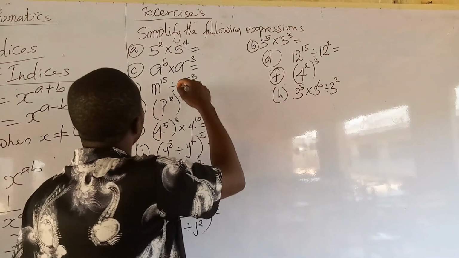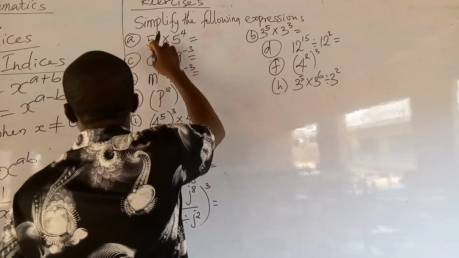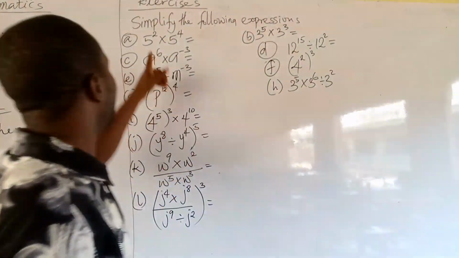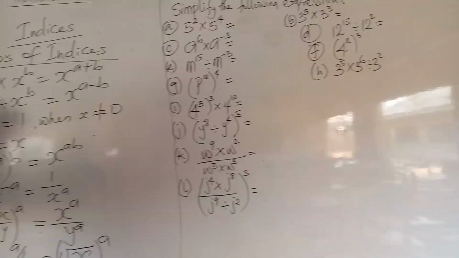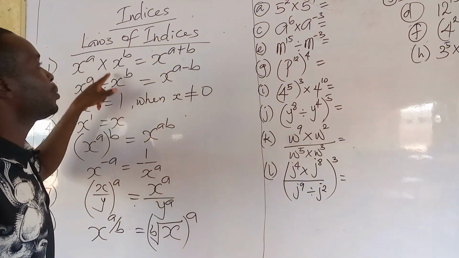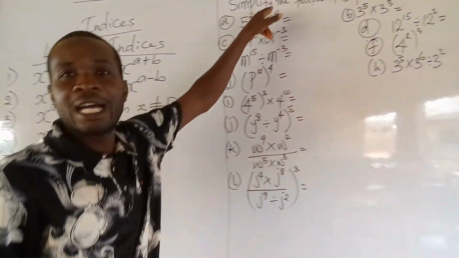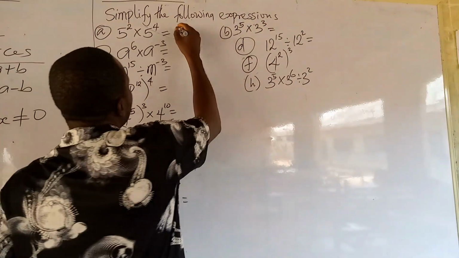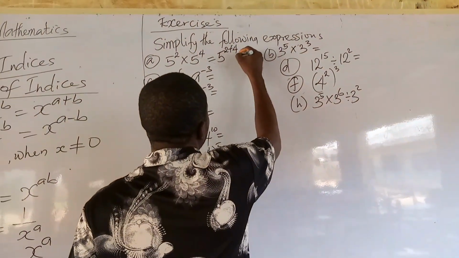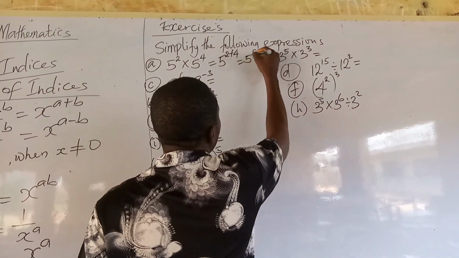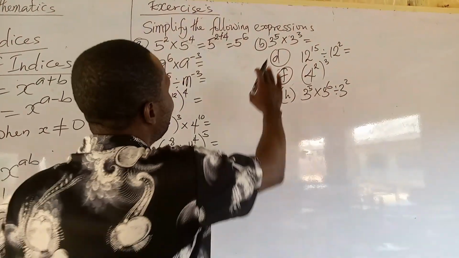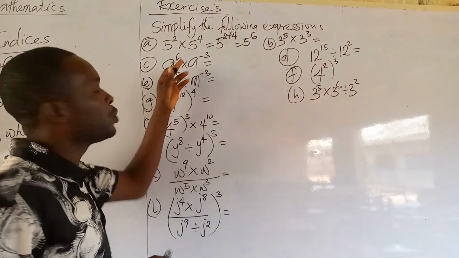So the first question A says 5 raised to power 2 multiplied by 5 raised to power 4. So the base numbers are the same, just as the base letters are the same here. So the first law says that once we see a question like this, we add the power. So we write one of the base, 5, 2 plus 4, and that is 5 raised to power 6, and that is that about the first question. So let me leave B for you viewers, and let's come to C.